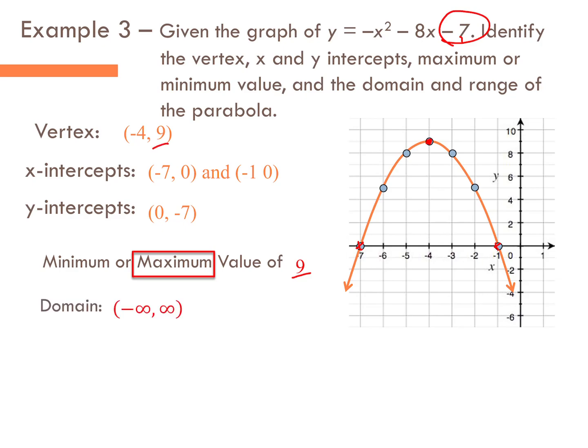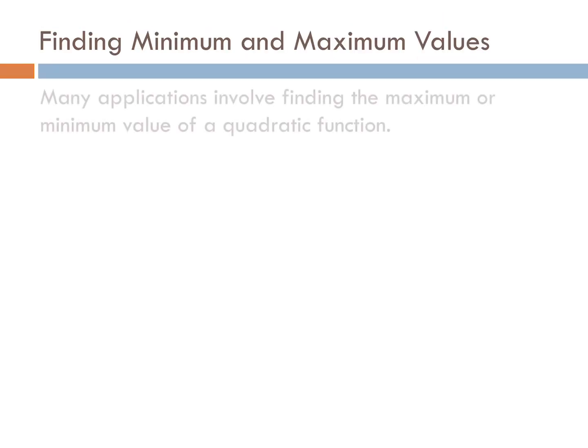Domain is negative infinity to infinity, that's true for all quadratic functions. And our range, this time, goes from negative infinity to 9, since it's our highest with the brackets. So you will need to get some information from a graph. You're also going to be asked to find minimum and maximum values. So a lot of our applications will do this.